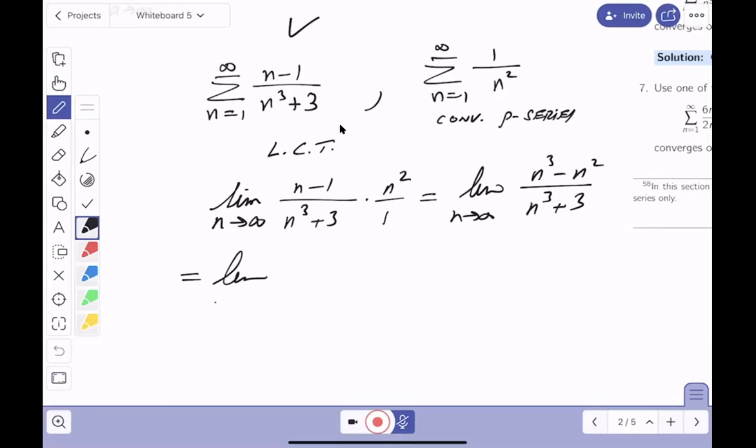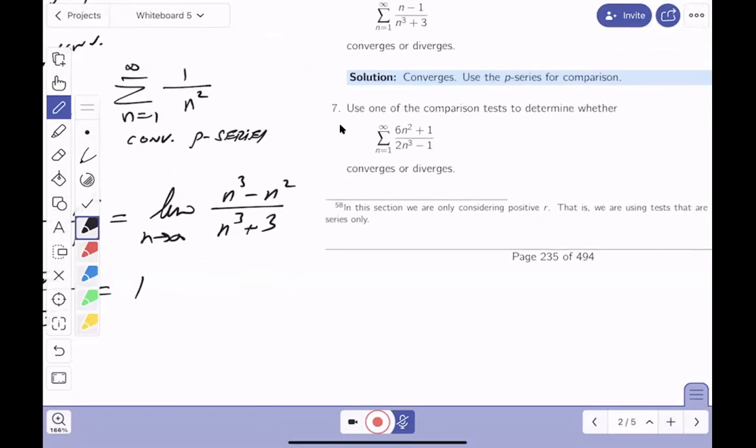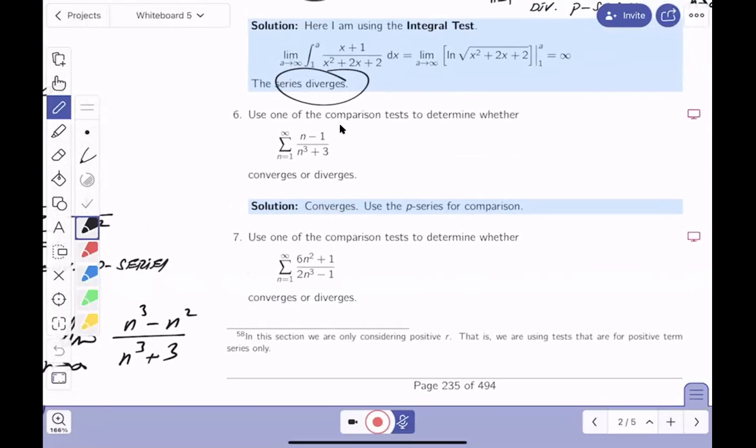This is the limit as n goes to infinity. I am going to divide by n cubed. And what do you get? 1 minus 1 over n on top, and on the bottom 1 plus 3 over n cubed. That limit's pretty easy to do. You get 1, a finite positive number. What's my conclusion? This is convergent. And what did we use? The LCT. Now, certainly, they said converges. It does say use one of the comparisons. I did do that.